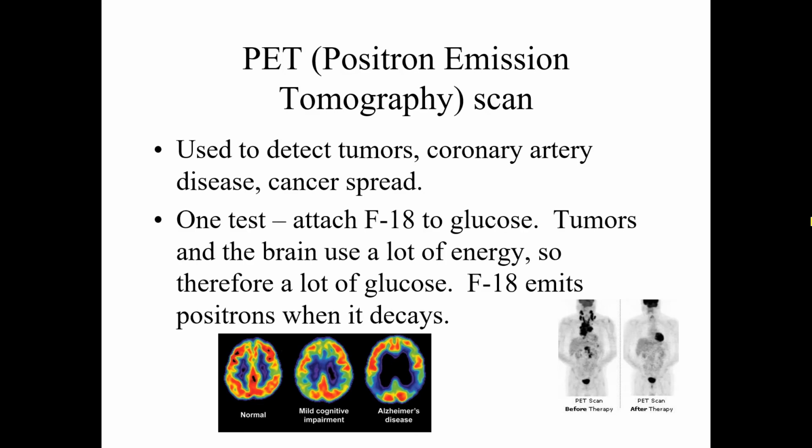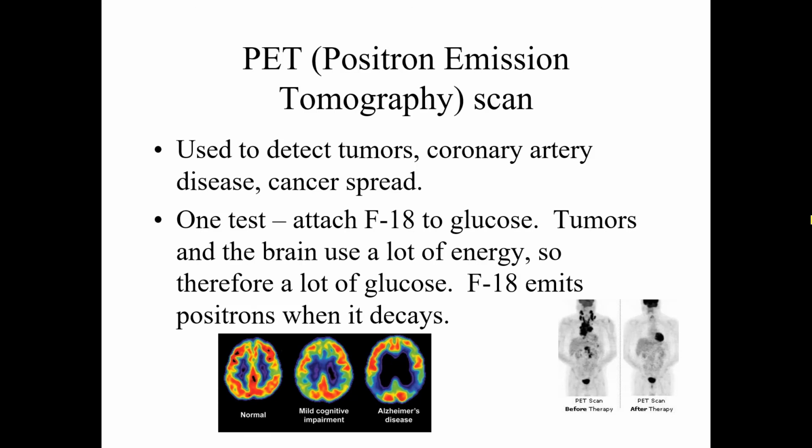For example, fluorine-18 can be attached to glucose. Tumors and the brain use a lot of energy. As a matter of fact, the energy of the brain comes from metabolism of glucose. The brain does not typically metabolize other carbon sources to obtain energy, only glucose. And so when F-18 decays, it emits positrons. And so PET scans essentially detect this.